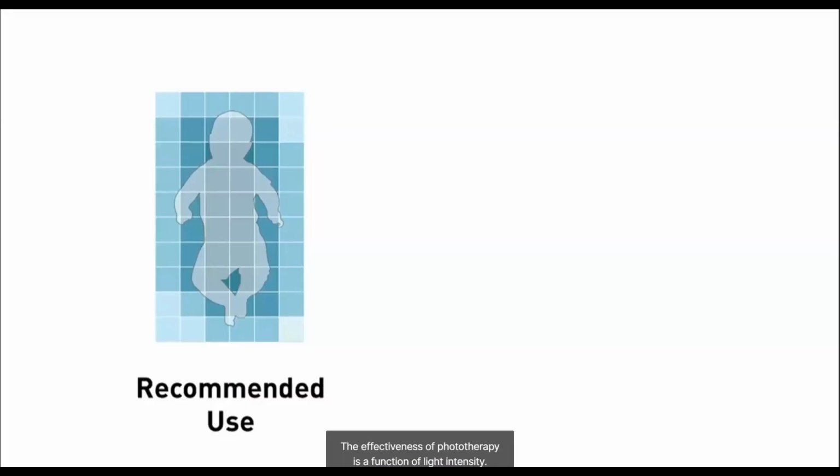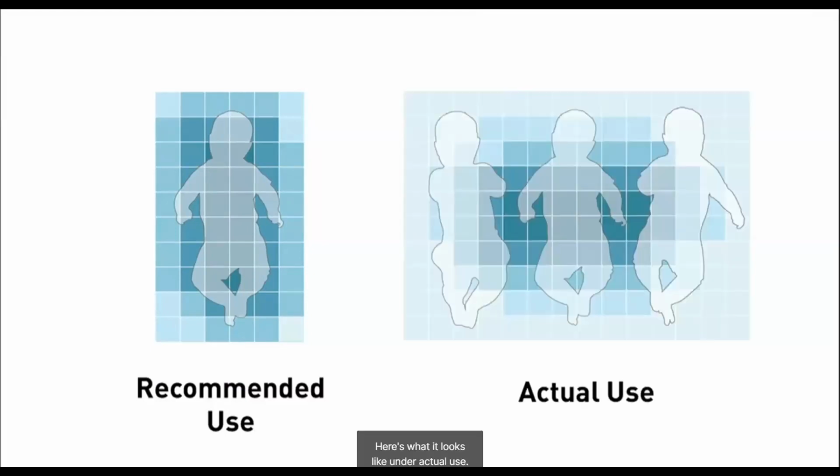The effectiveness of phototherapy is a function of light intensity. So these dark blue squares show you where it's effective phototherapy. Here's what it looks like under actual use. Those kids on the edges aren't actually receiving effective phototherapy, but without training, without some kind of light meter, how would you know? We see other examples of problems like this.